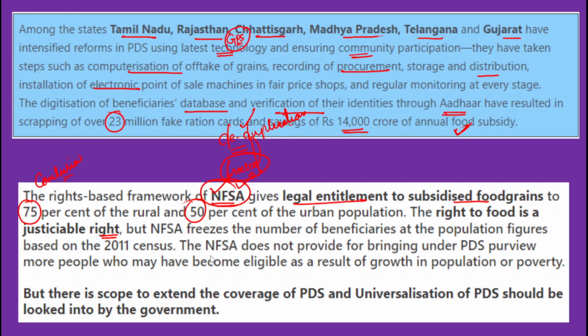So therefore, what is being suggested is that the scope of the National Food Security Act should be further extended to cover all eligible beneficiaries and the poor people, so that the maximum coverage of PDS and universalization of PDS should be looked into by the government. That is the essence of achieving food security and even achieving substantial standards of nutrition among all the poor population in the country.